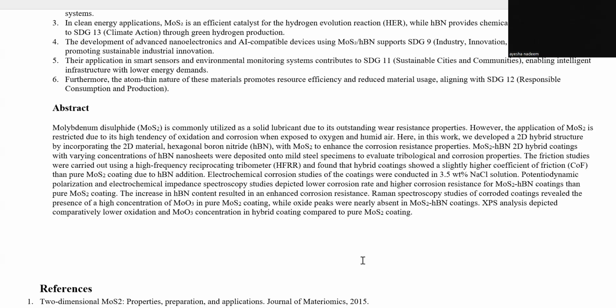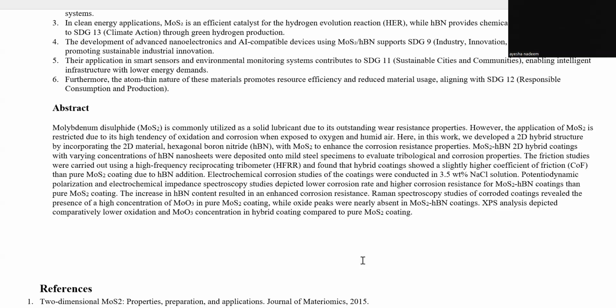Electrochemical corrosion studies of the coating were conducted in 3.5 wt% NaCl solution. Potentiodynamic polarization and electrochemical impedance spectroscopy studies depicted lower corrosion rate and higher corrosion resistance for molybdenum disulfide and hexagonal boron nitride coatings than pure molybdenum disulfide coatings. The increase in hexagonal boron nitride content resulted in enhanced corrosion resistance.